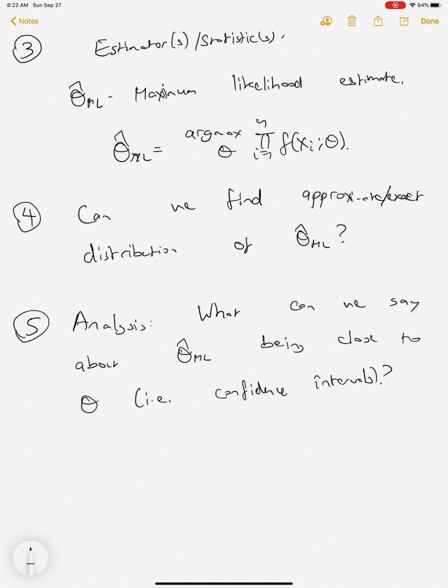So we're going to mainly focus for the rest of this lecture and possibly part of the next lecture on the question of what we can actually say about theta hat ML from an inference point of view. Firstly, can we determine what the distribution of theta hat ML is, and how it involves the true parameter theta? And the other question is, what can we say about theta hat ML being close to theta? Can we use some approximate or exact distribution that we calculated from the fourth component to come up with confidence intervals or some other kind of inference for the parameter theta?